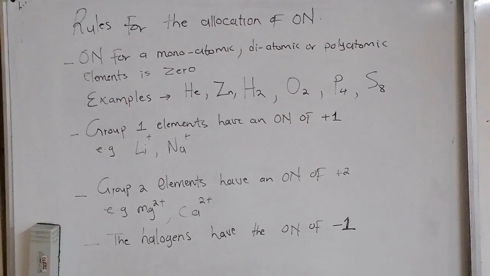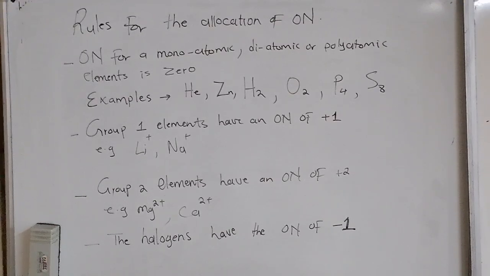As I said, the oxidation number can be calculated, and this lesson is for showing you how to determine or find the oxidation number. These are the rules for the allocation of oxidation number. That one stands for oxidation number. The first point is that the oxidation number for monoatomic, diatomic or polyatomic elements is always 0.